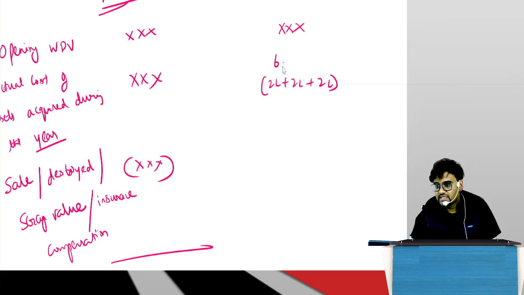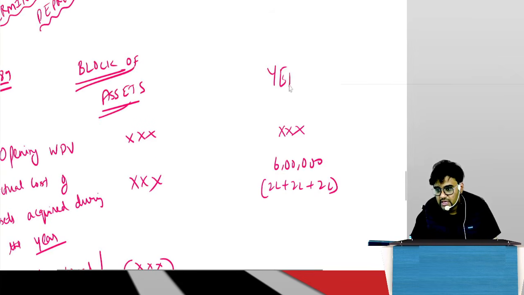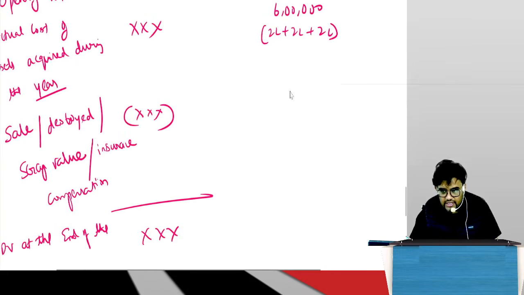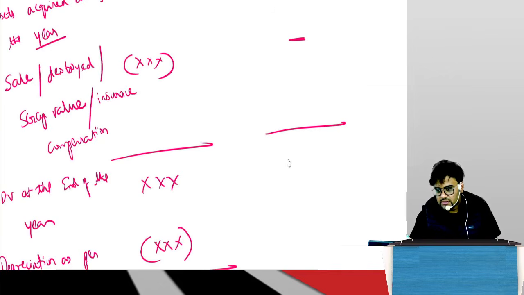I am just recreating the same thing using the block concept. I am recreating year number 1. Opening WDV, nothing. During the year bought 2 lakh, 2 lakh, 2 lakh. Overall 6 lakh. Any sale during the year? Nil. That sale happened only in year 2. In year 1, any sale? Nil. What is WDV at the end of the year? 6 lakh.